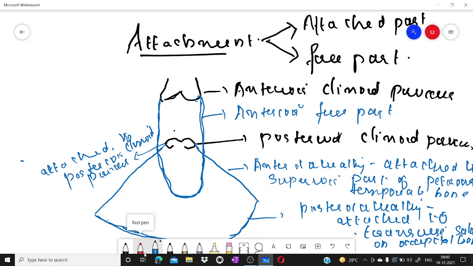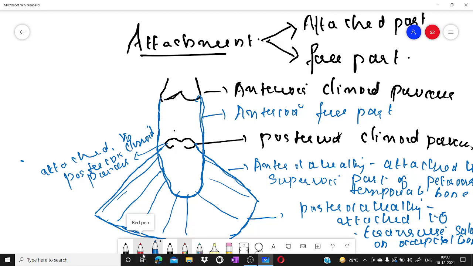Okay. So this is the anterior free part which is U-shaped, and the ends of the U are attached to the anterior clinoid process. Now we have the attached part. It consists of a posterolateral part which is attached to the transverse sulcus on the occipital bone and to some part of the parietal bone. Anterolaterally, it is attached to the superior part of the petrous temporal bone and to the posterior clinoid process. So that is about the two parts of the Tentorium cerebellae. Now we can see that the Tentorium cerebellae has a superior surface here, and inferiorly it has an inferior surface.